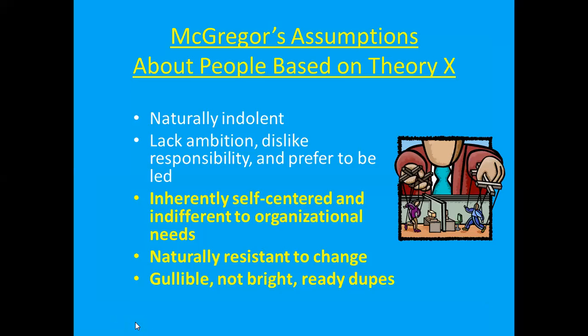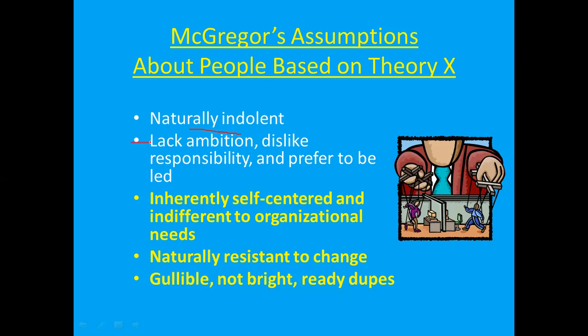Next, coming to McGregor's assumptions about people. McGregor is one of the scientists, and he made some assumptions based upon the X and Y theory. So what does he say here? See the first one, naturally indolent. Next one is lack of ambition, dislike of responsibility, and prefer to be led.